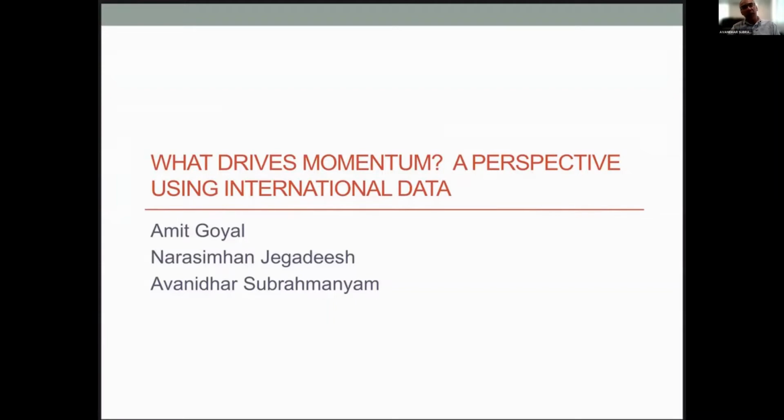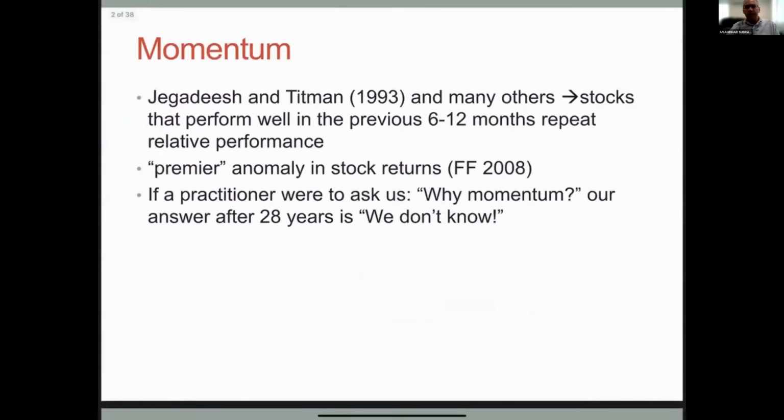In this paper, we are concerned with the issue of why we see momentum. As you know, stock market momentum violates the basic weak form efficiency in financial markets. The phenomenon refers to the notion that stocks that performed well in the previous 6 to 12 months repeat relative performance, which is the basic idea that the stocks that have done well in the past 6 to 12 months relative to other stocks continue to outperform those stocks going forward as well.